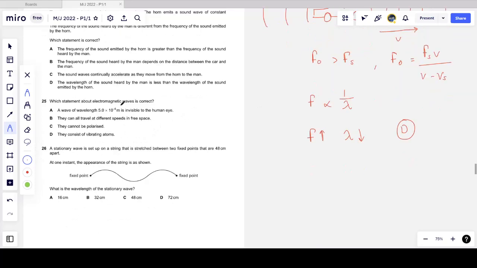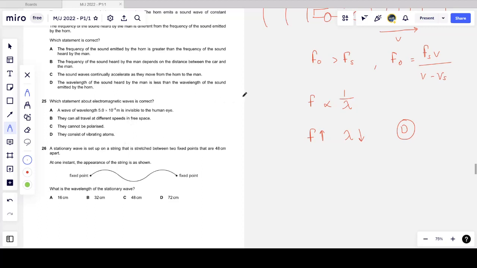Question 25, moving on to electromagnetic waves now. You want to know which statement about electromagnetic waves is correct. A, a wave of wavelength 5 times 10 to the minus 6 meters is invisible to the human eye. B, they can all travel at different speeds in free space. C, they cannot be polarized. D, they consist of vibrating atoms.